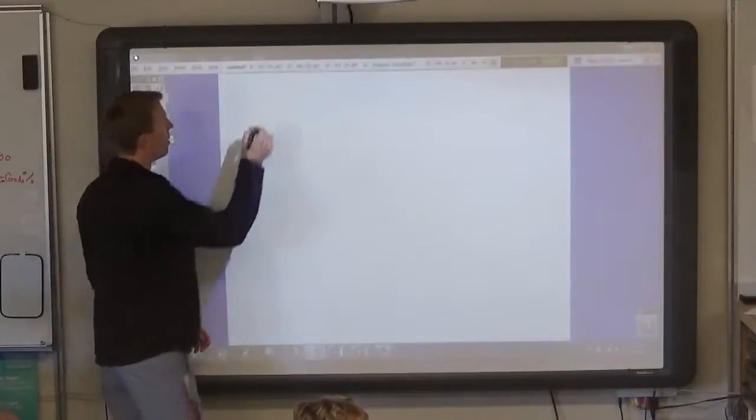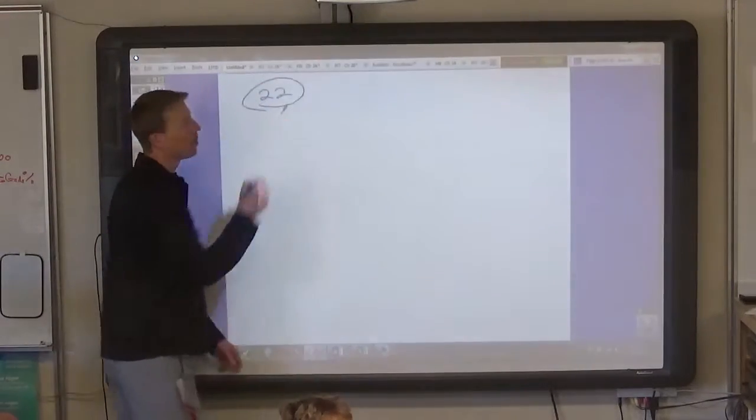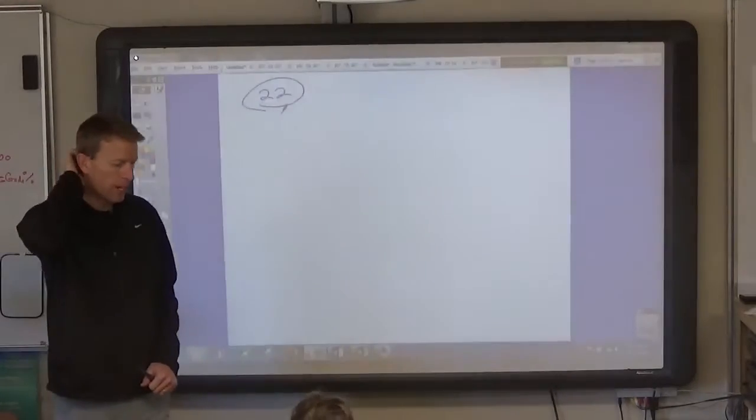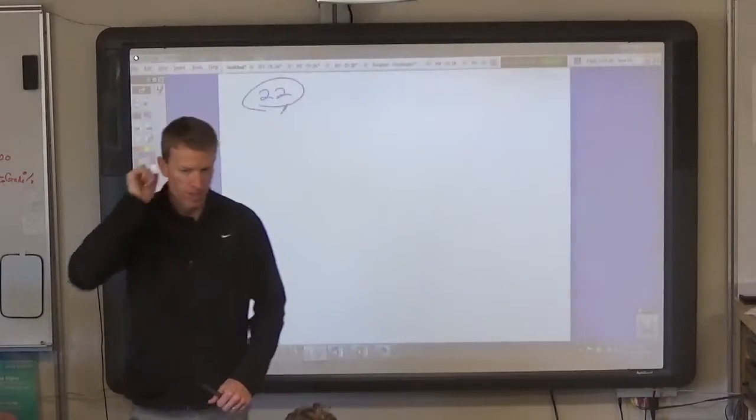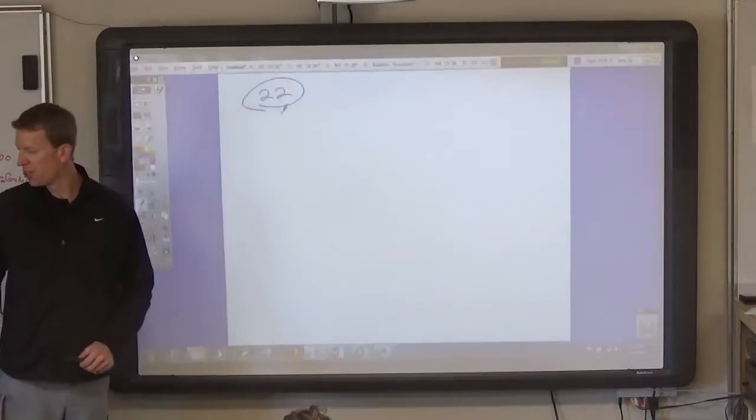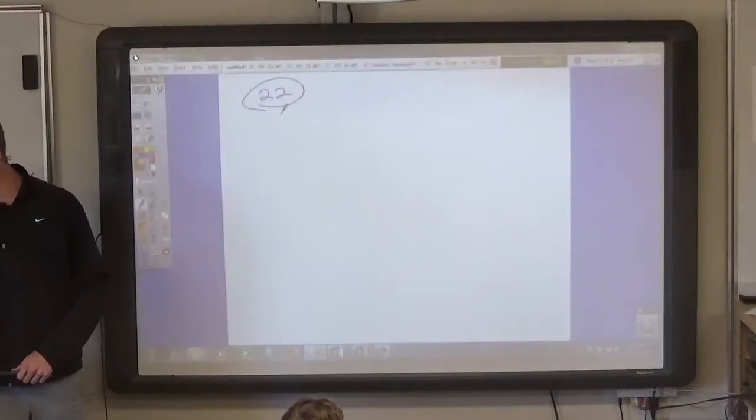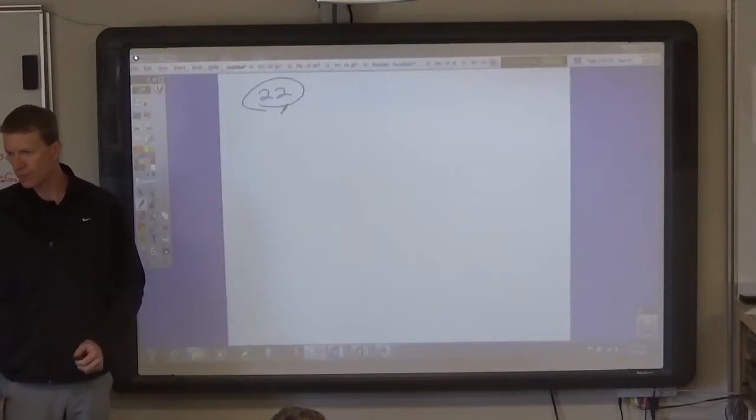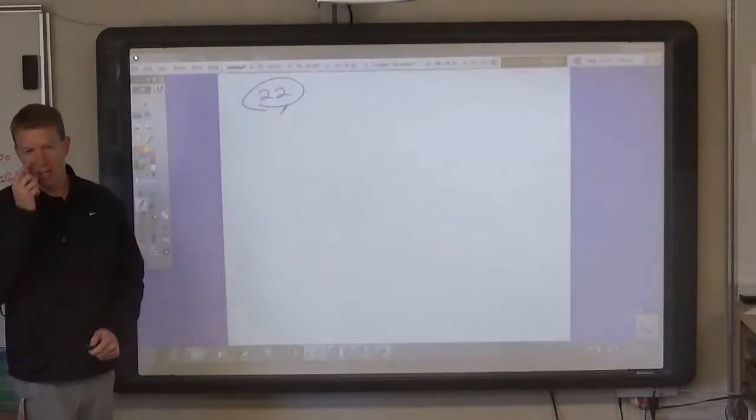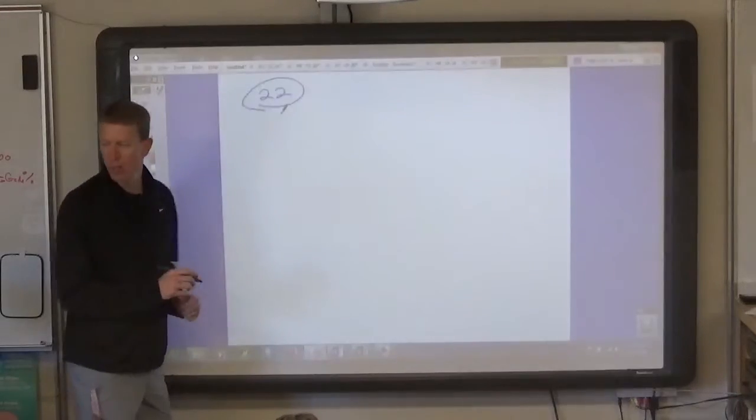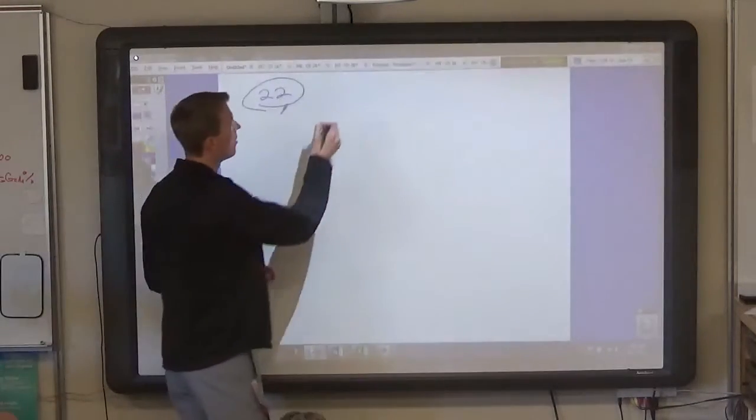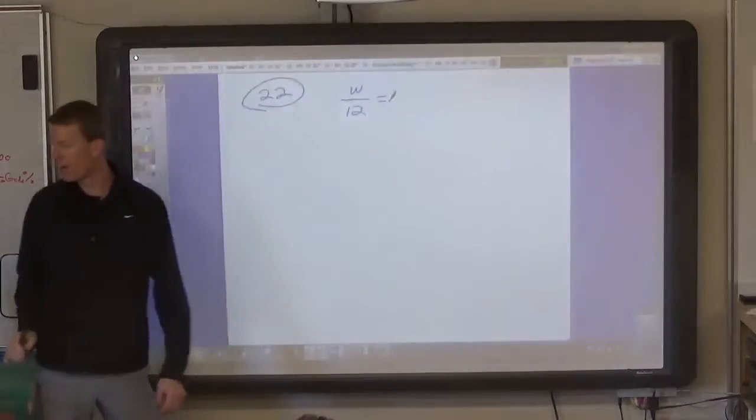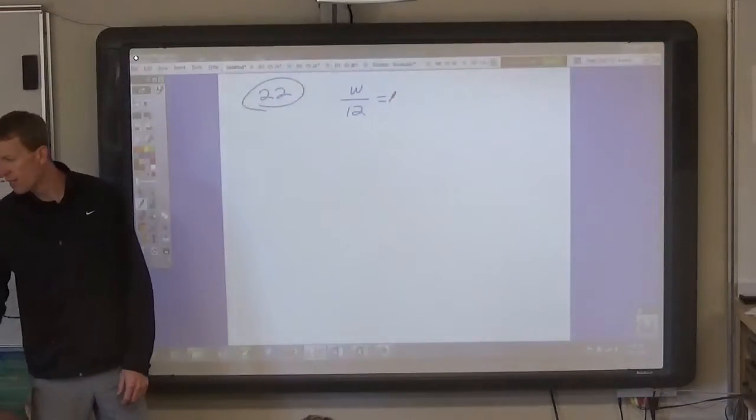Skip to number 22. Probably on the next page, because you're going to do 10 through 36 evens. Okay? So skip to number 22. Copy the problem. W over 12, so W divided by 12 equals 2.